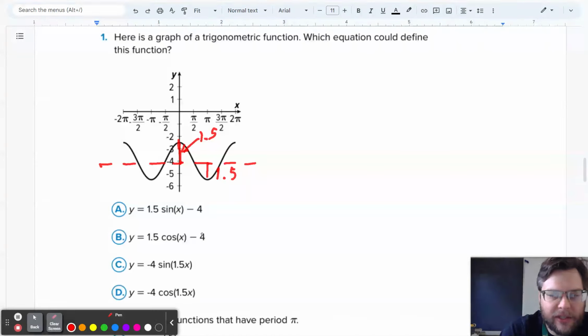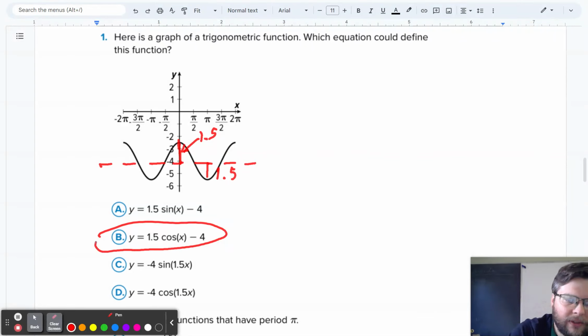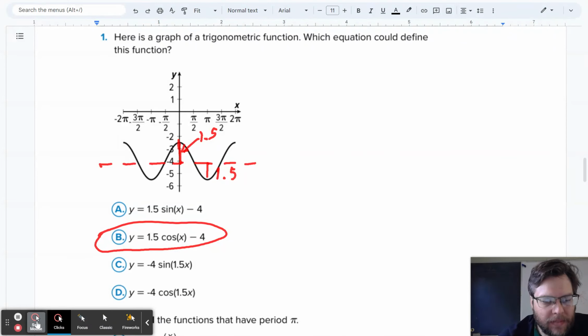And the last thing I do is I look at, does it start on the midline? Because sine goes from the midline to the top. Or does it start above the midline? So it starts above the midline, so I know it's a cosine graph. So this one right here is the correct one. Start with the midline and then go from there.